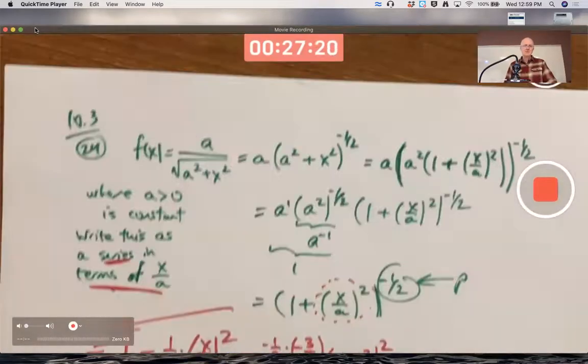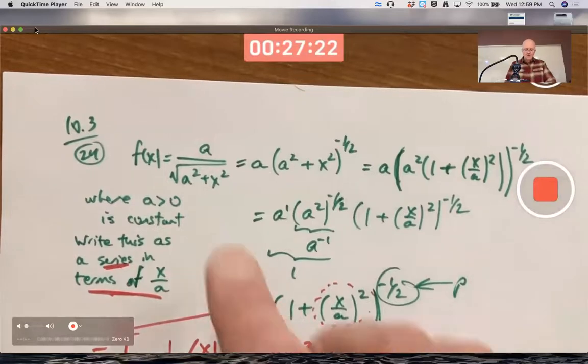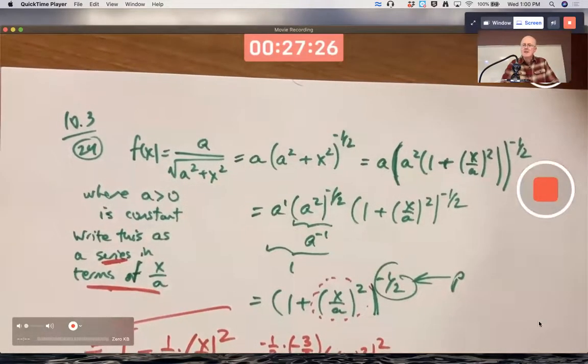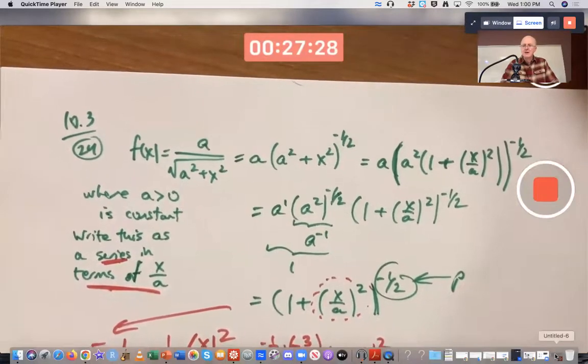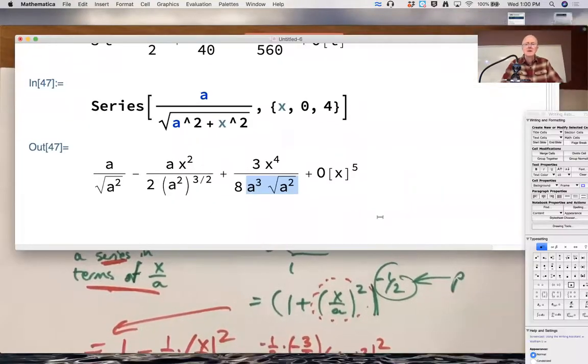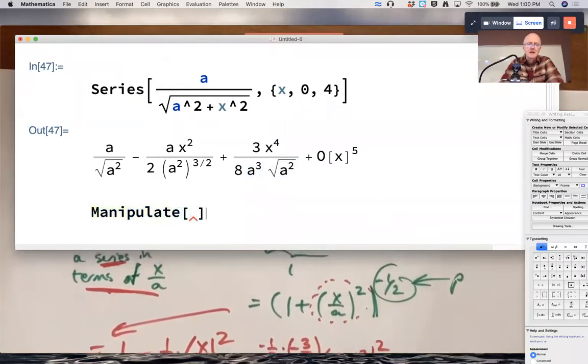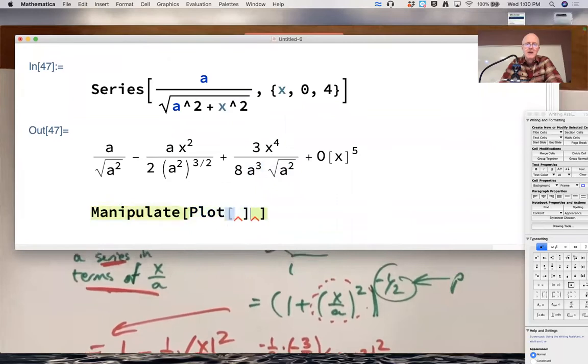So for example, I mean, I could graph this. I'm gonna graph it with Mathematica, but can I understand why the graph looks the way that it does? Let's do that here. I'll make it a manipulate so I can change the parameter a.